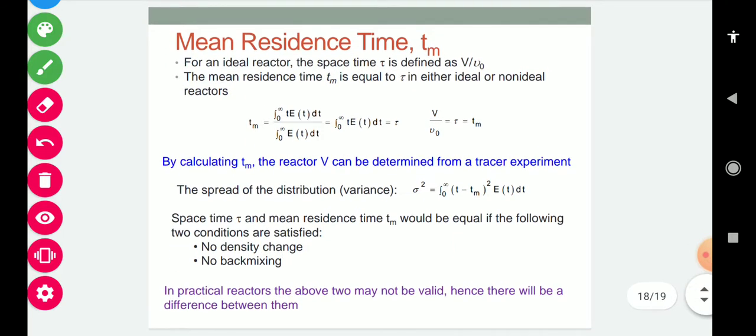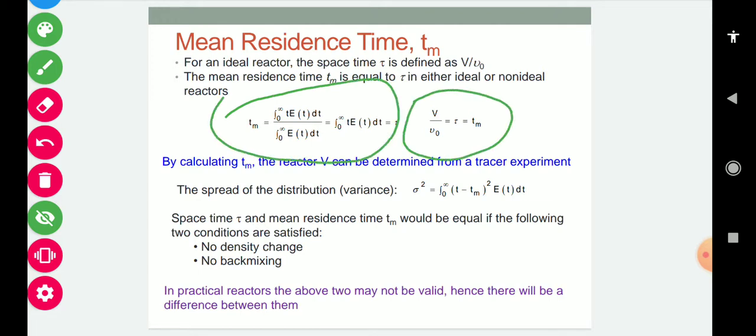The last very important topic is mean residence time. For a reactor, the space time is defined as V upon V naught. Here V is the volume of the reactor and V0 is the volumetric flow rate. So if we divide this volume of reactor by its volumetric flow rate, we can calculate the space time. And the mean residence time is equal to the space time in either ideal or non-ideal reactor, and that is calculated with the help of this formula. This space time or mean time is V upon V naught. So by calculating this mean residence time, the reactor volume can be determined from tracer experiment.